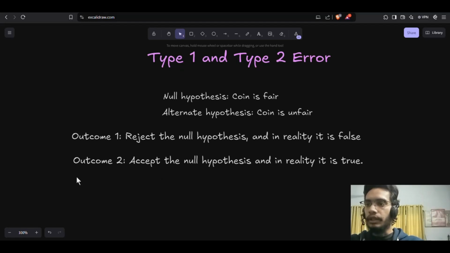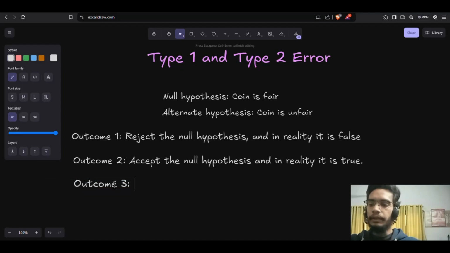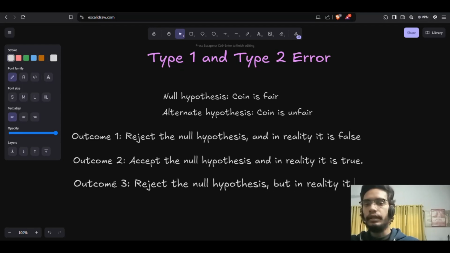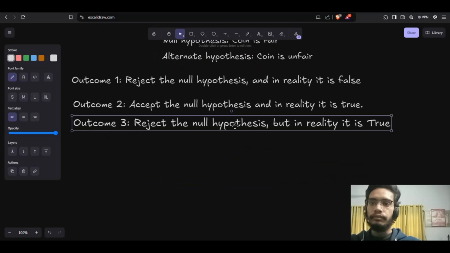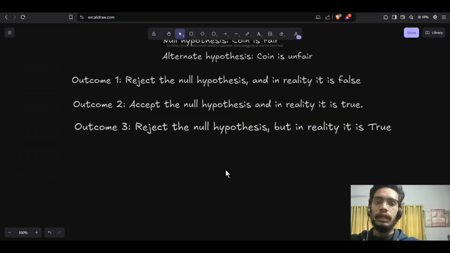Outcome number 3, it can be that we reject the null hypothesis, however, in reality, it is true. So in reality, it is true, but we reject the null hypothesis. So we have done our calculations through hypothesis testing and we found out that the null hypothesis is not true. It is our prediction, but in reality, it is true. We can understand this with the help of an example.